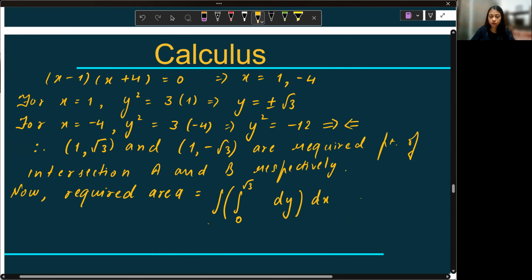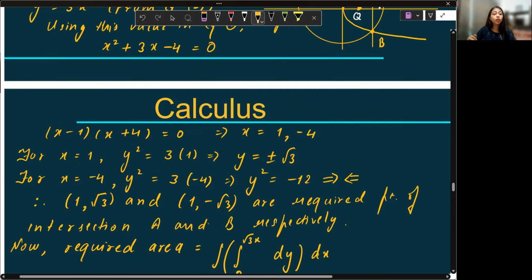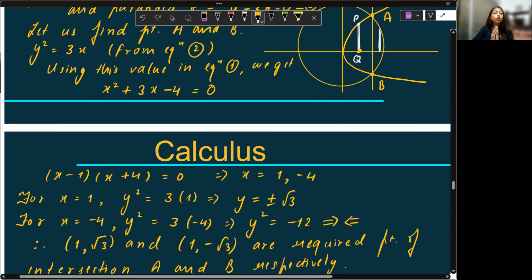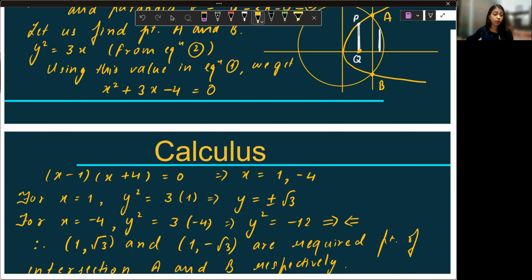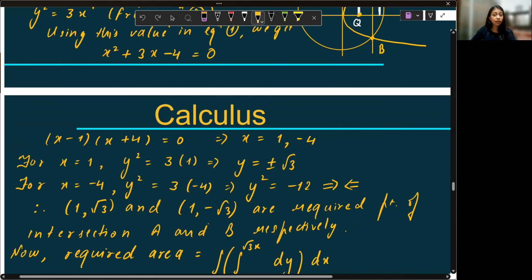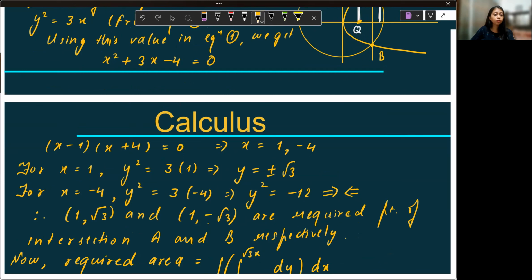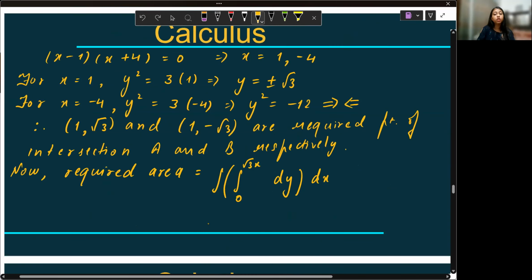This is positive 3x. And what is the value of x? You start moving your vertical strip from the extreme left to the extreme right. When you do that, in the extreme left, what is the value of x? 0. In the extreme right, you cannot cross that point A, that line. So at that point, what is the value of x? Because I know what A is. Coordinate we know, 1 comma root 3. So what is the value of x here? 1. So 0 to 1.